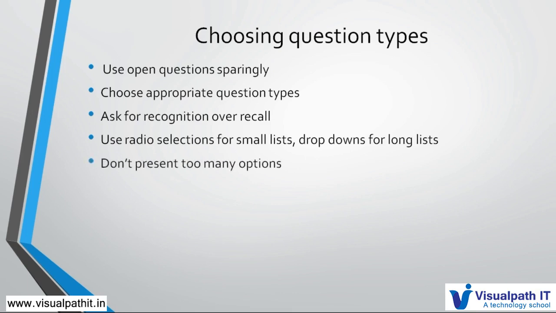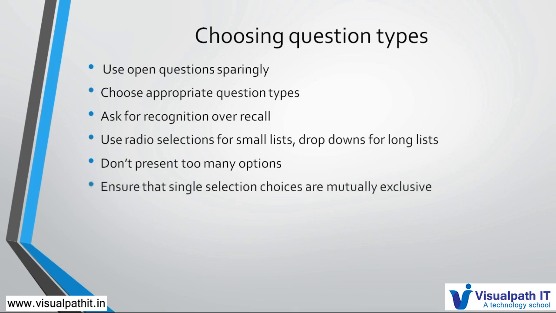Next, don't present too many options. Try to avoid presenting participants with too many options to choose from, as this can make filling out a survey a long and painful process. Consider using auto-lookup to help standardize free text entry, for example, when entering a country of residence or profession.